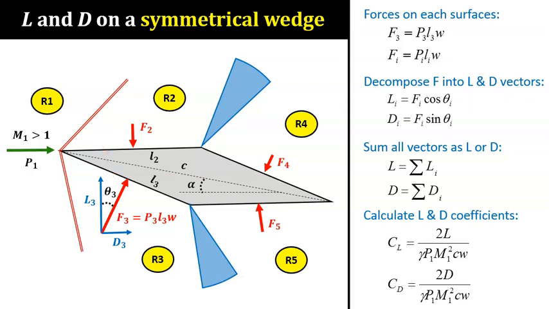Once we have the lift and drag for all the surfaces, we can simply add up all of them separately, using these two summation procedures here.